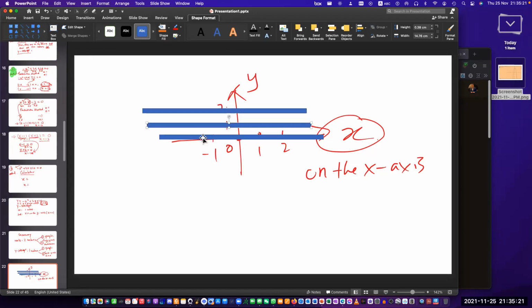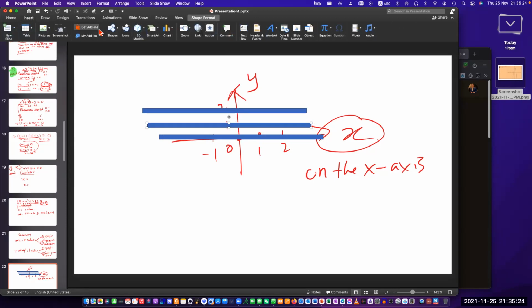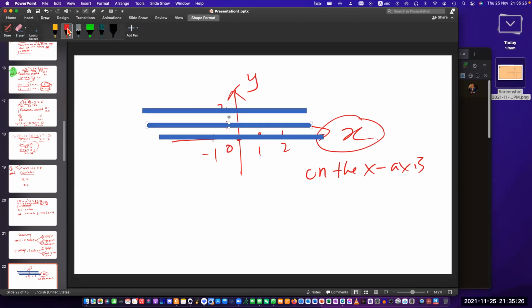Then this is your y equals to 1, right? So with your y equals to 2, this is your y equals to 2. This is your y equals to 1. I think it makes sense for you to know that this is your y equals to 0, right? Does it make sense?